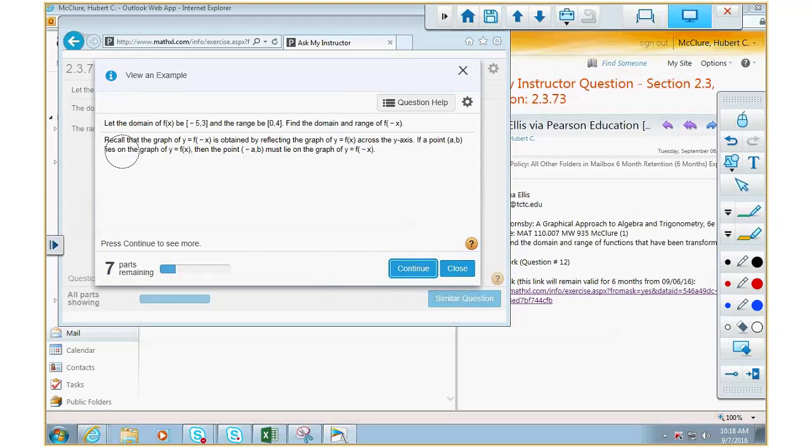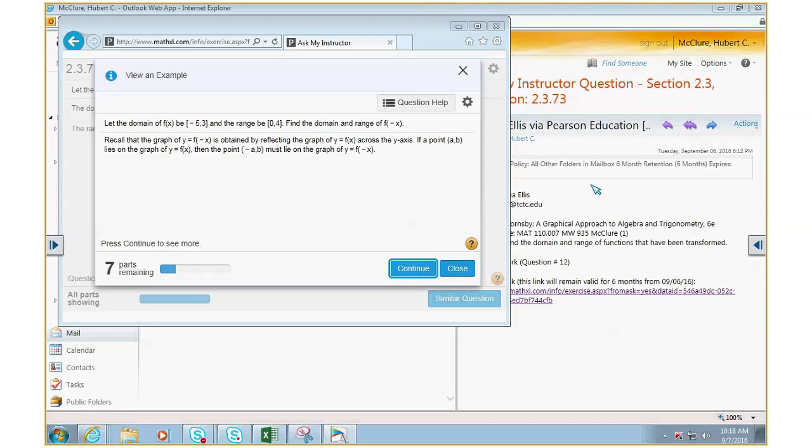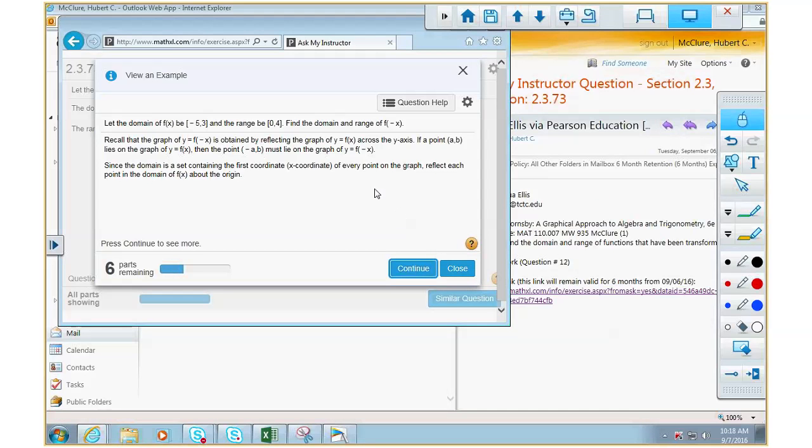Let the domain of f of x be in the range, find the domain of f of -x. If all. It looks like to me they're just switching. I don't agree with this question too much. What kills me is I wish they showed it on a graph. Yeah, it needs to be shown on the graph, because right now you don't have any idea what they're thinking.